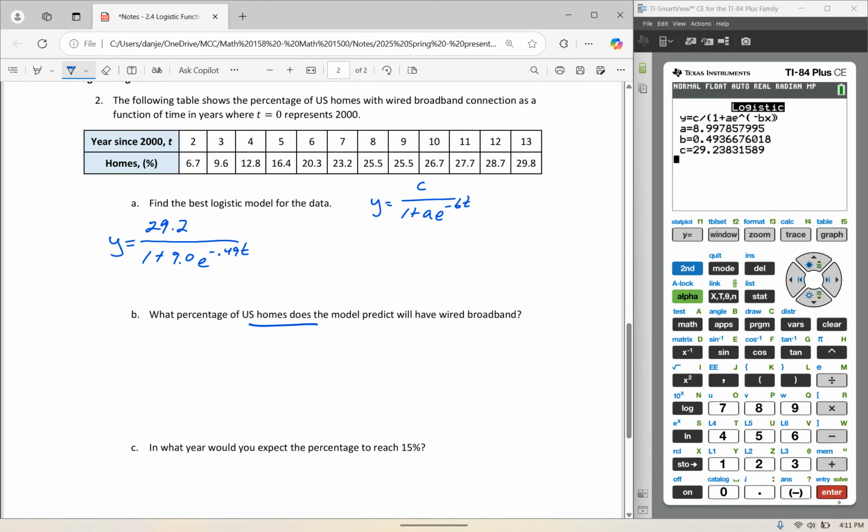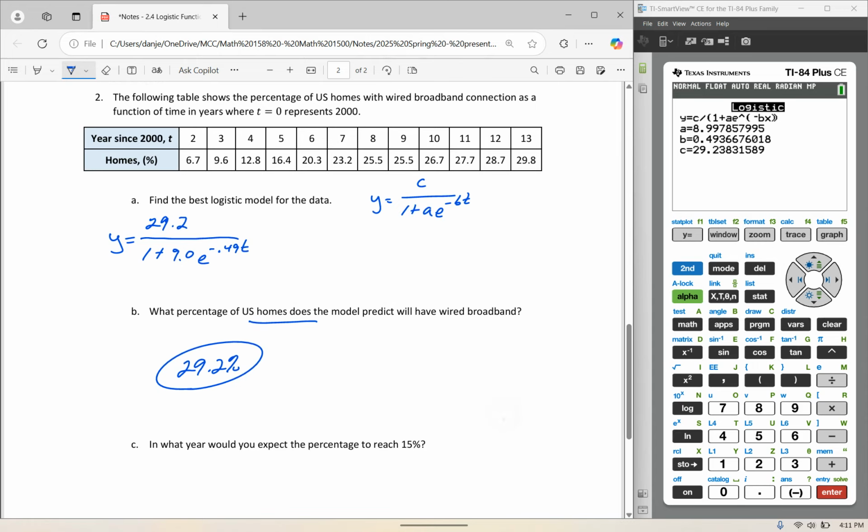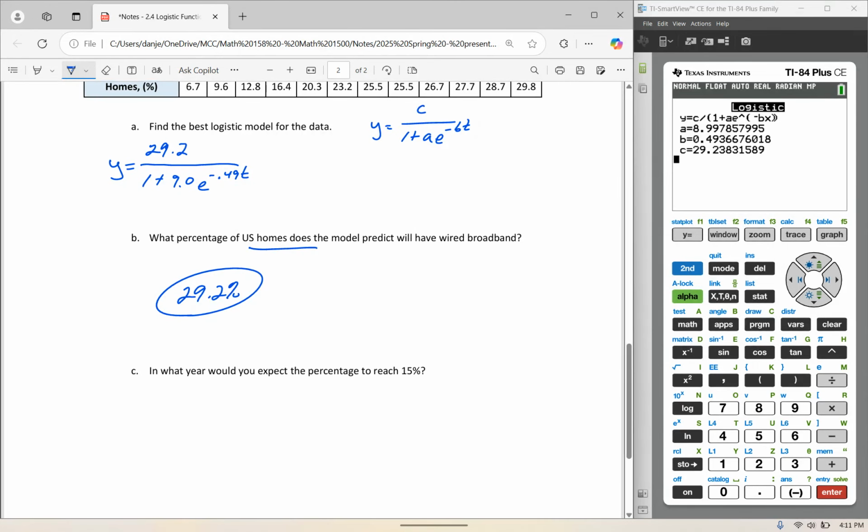What percentage of U.S. homes does this model predict will eventually have broadband wired or wired broadband internet? 29.2 is the maximum estimate. And then finally, in what year would we expect that 29.2 over 1 plus 9 times e to the negative 0.49t, when do we expect that to equal 15?